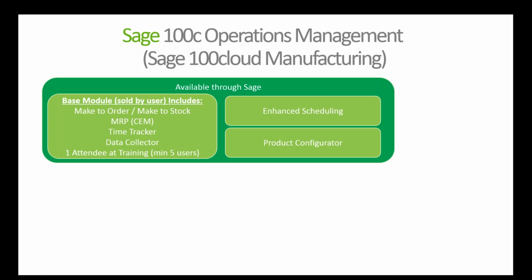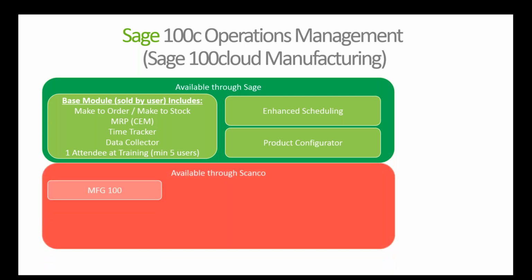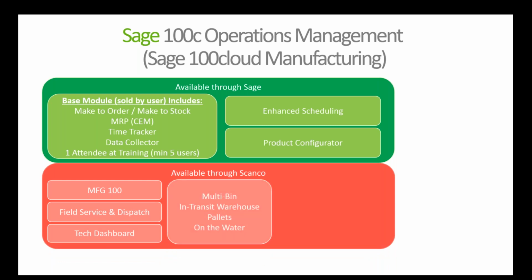Add-on modules available in the Sage price sheet are the enhanced scheduling, which is our shop floor scheduling tool, as well as product configurator. And then available through Scanco, we have all of the things we've talked about already: Manufacturing 100, field service and dispatch, Tech Dash, and our multi-bin, which also has options for in-transit pallets on the water. And then we have a third-party integration for JobPack, which is an advanced scheduling tool in the event enhanced scheduling does not fit the customer's needs.